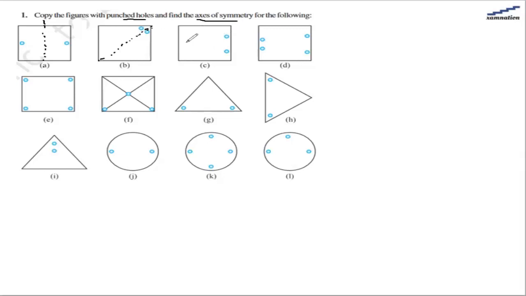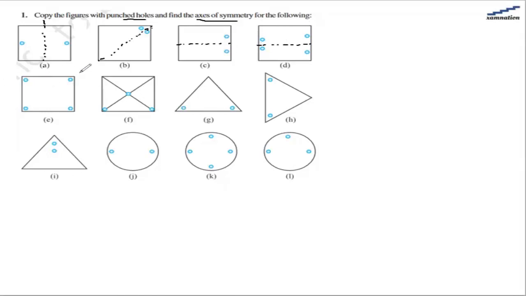In the third, we can draw this axis of symmetry like this. This is a horizontal line, and it divides this square into two equal parts. In the fourth, we can also draw it like this. This also is a horizontal line, and it divides the whole shape into two symmetrical objects.